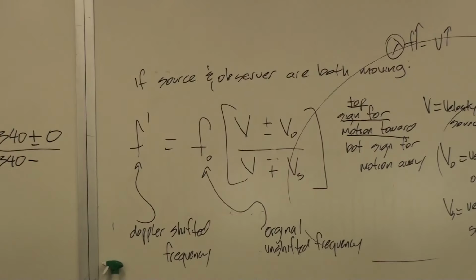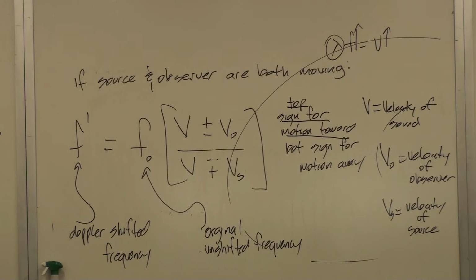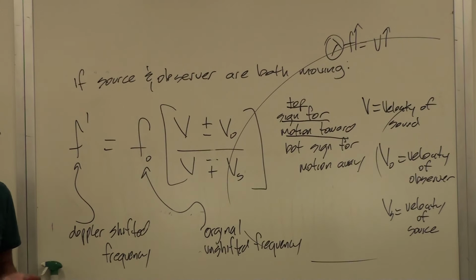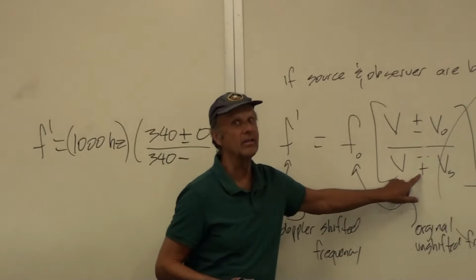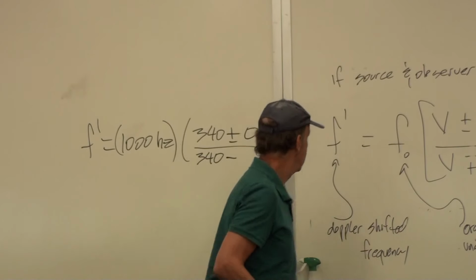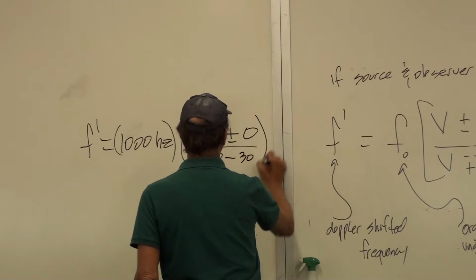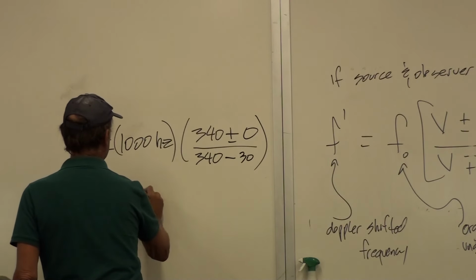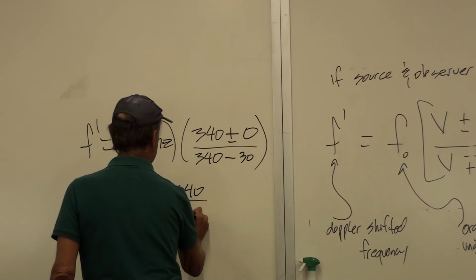Remember, we know it's relative motion toward, so you're not going to make a mistake if you say, well, how do I have to manipulate this denominator to make the number bigger? Even if you don't remember what the sign convention is, you can figure it out logically just by knowing that that's your only possibility that's going to work. Okay? And so this would be minus 30. So this would give us 1,000 times 340 over 310.